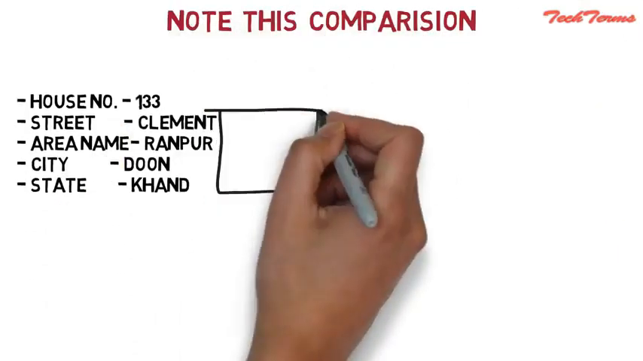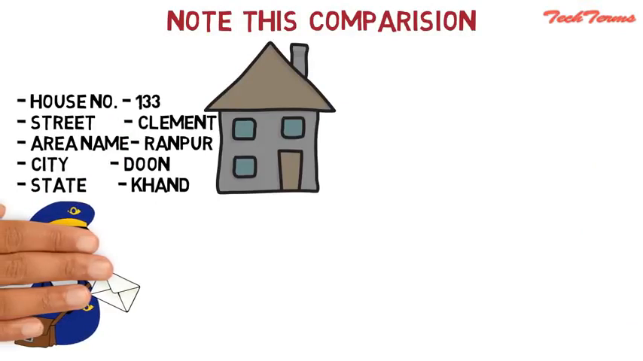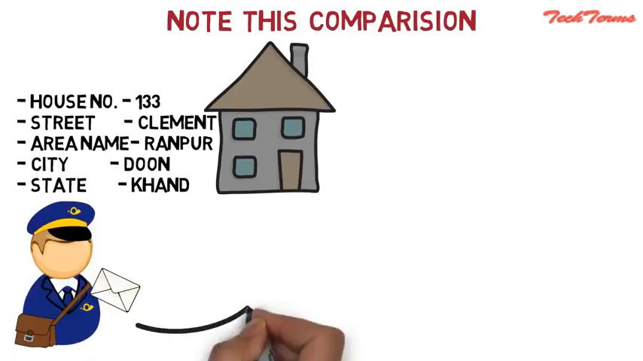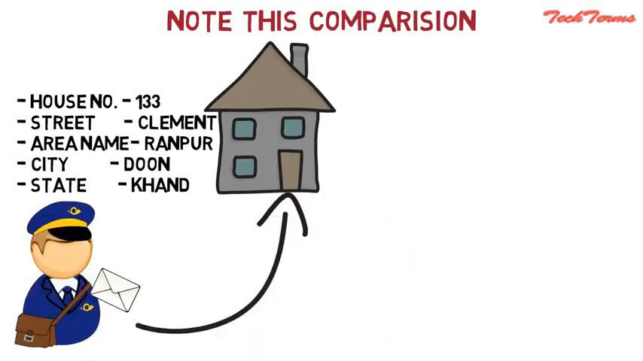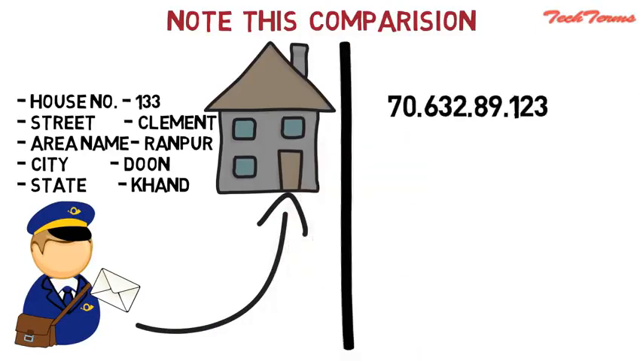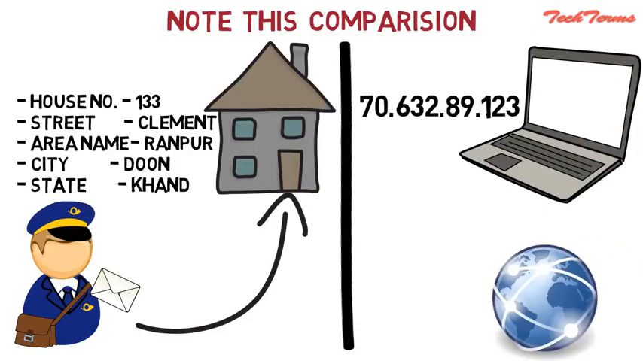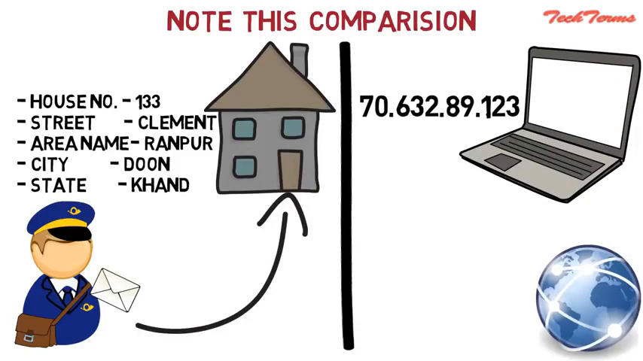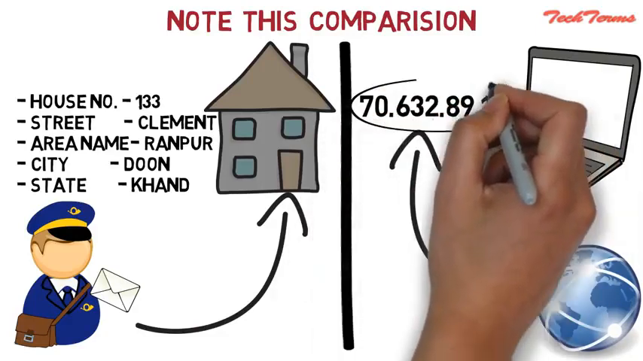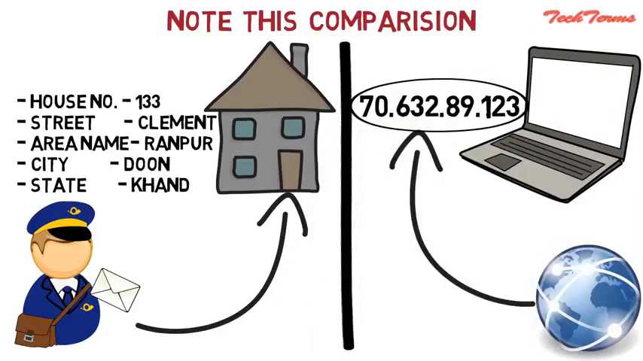Note this comparison. This is your home address, which is identified by your area postman, and you get all the things delivered at this address. Similarly, this is your computer address, which is identified by the computers in internet, and you get all the downloads available at this computer address. This address is the IP address of your computer.